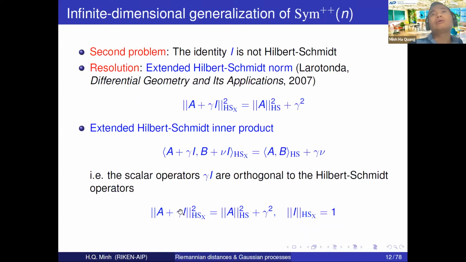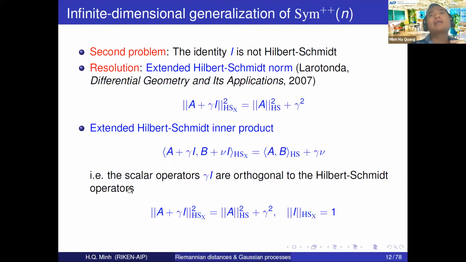And so the resolution of this is something called the extended Hilbert-Schmidt norm, which was introduced by Larotonda in 2007. So instead of the Hilbert-Schmidt norm, we define the extended Hilbert-Schmidt norm: the norm squared of A plus gamma I is equal to the Hilbert-Schmidt norm squared of A plus gamma squared, along with the extended Hilbert-Schmidt inner product. It is defined in this way so that the scalar operators gamma I are orthogonal to the Hilbert-Schmidt operators.